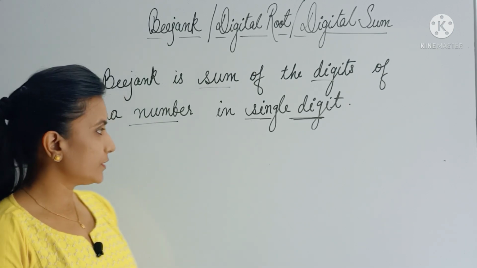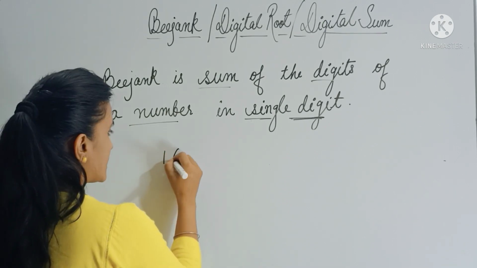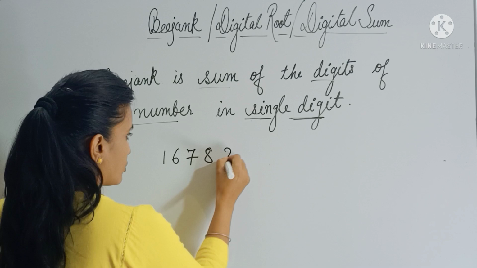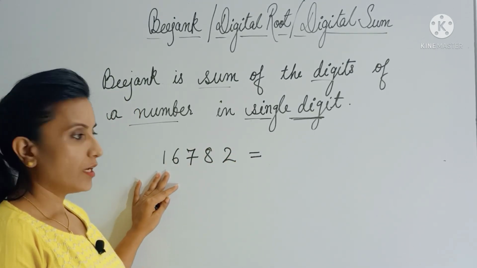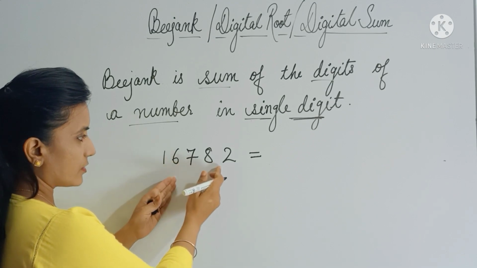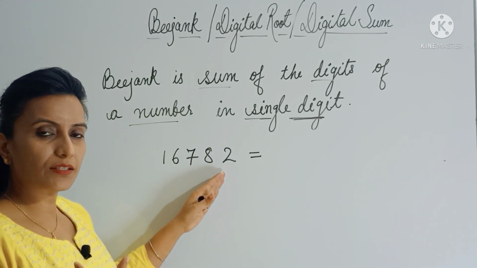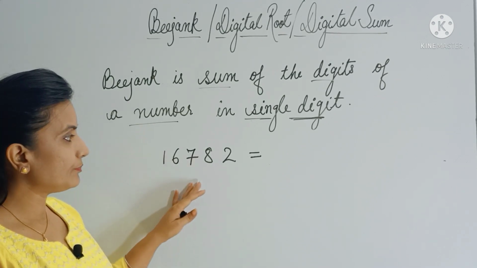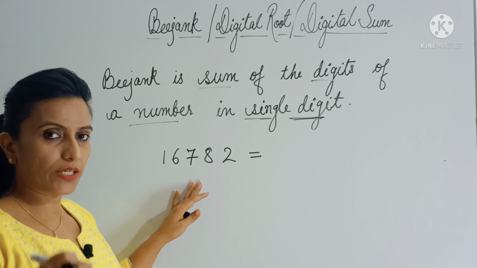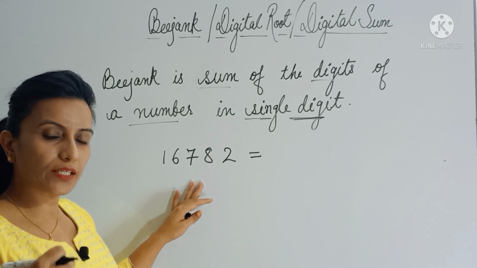So for example, if I have to calculate the Bijang of 16782, then to calculate Bijang, when you add the digits and if you get 9, you can ignore that 9, because Bijang remains unaffected by 9. Basically, Bijang is the remainder which you get when you divide a number by 9, and that is the reason we can ignore 9.